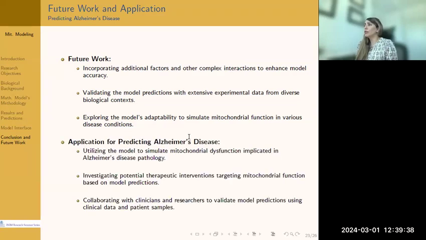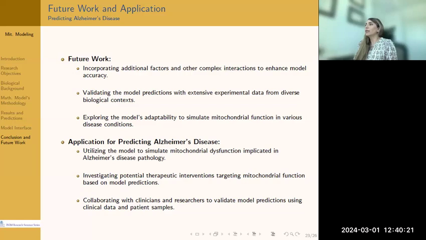Also, in terms of applications for predicting Alzheimer's disease, we consider leveraging the model to simulate mitochondrial dysfunction associated with the pathology of Alzheimer's disease, shedding light on its underlying mechanism, investigating potential therapeutic strategies aimed at targeting mitochondrial function based on the insights provided by the model's predictions, with the goal of developing novel treatment approaches.